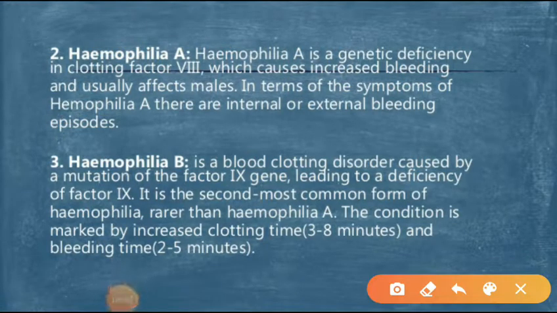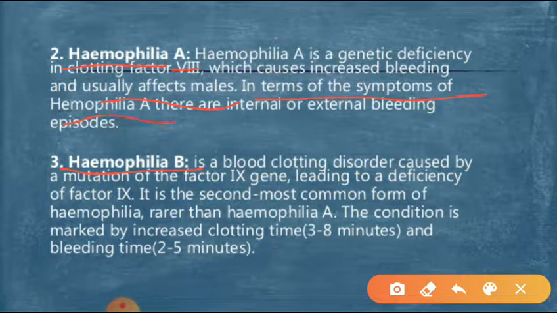Next we can discuss hemophilia. There are two types of hemophilia. One is hemophilia A and the next one is hemophilia B. First we can discuss hemophilia A. Hemophilia A is a genetic deficiency in clotting factor 8 in our blood, which causes increased bleeding and usually affects males. The symptoms of hemophilia A are internal or external bleeding episodes.